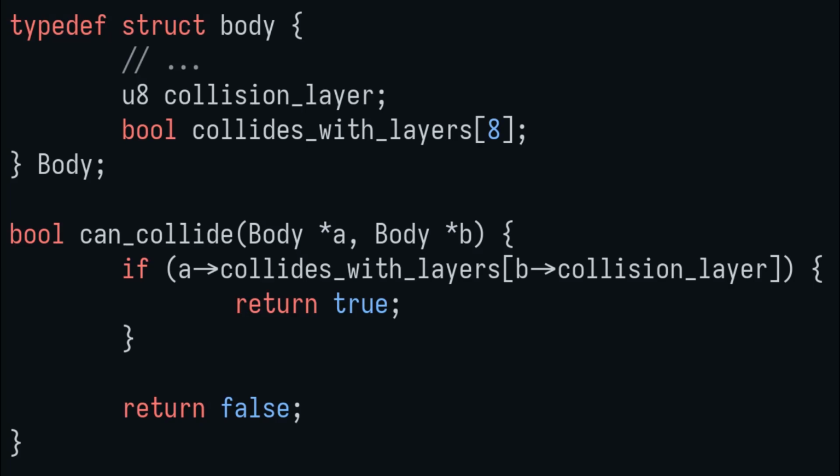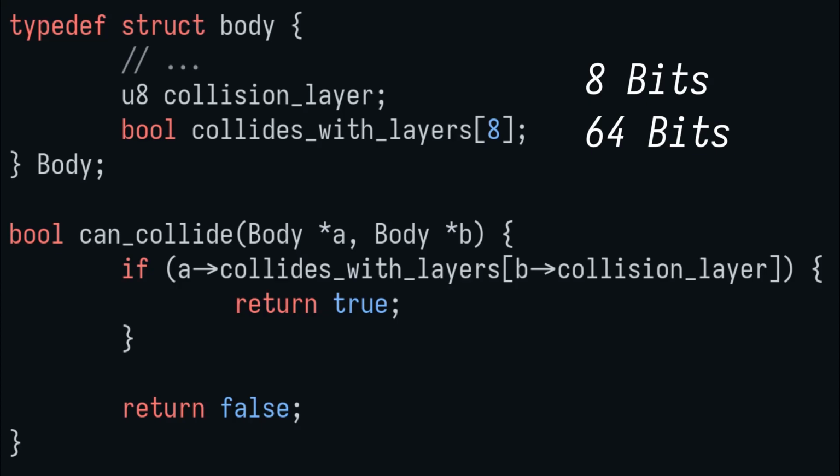That doesn't matter for our game, but it's important to understand what kind of memory footprint your structures have if you want to create larger projects. In this simple example, we're using 8 bits for the collision layer and 8 bits per boolean for a total of 72 bits. So how can we do better?